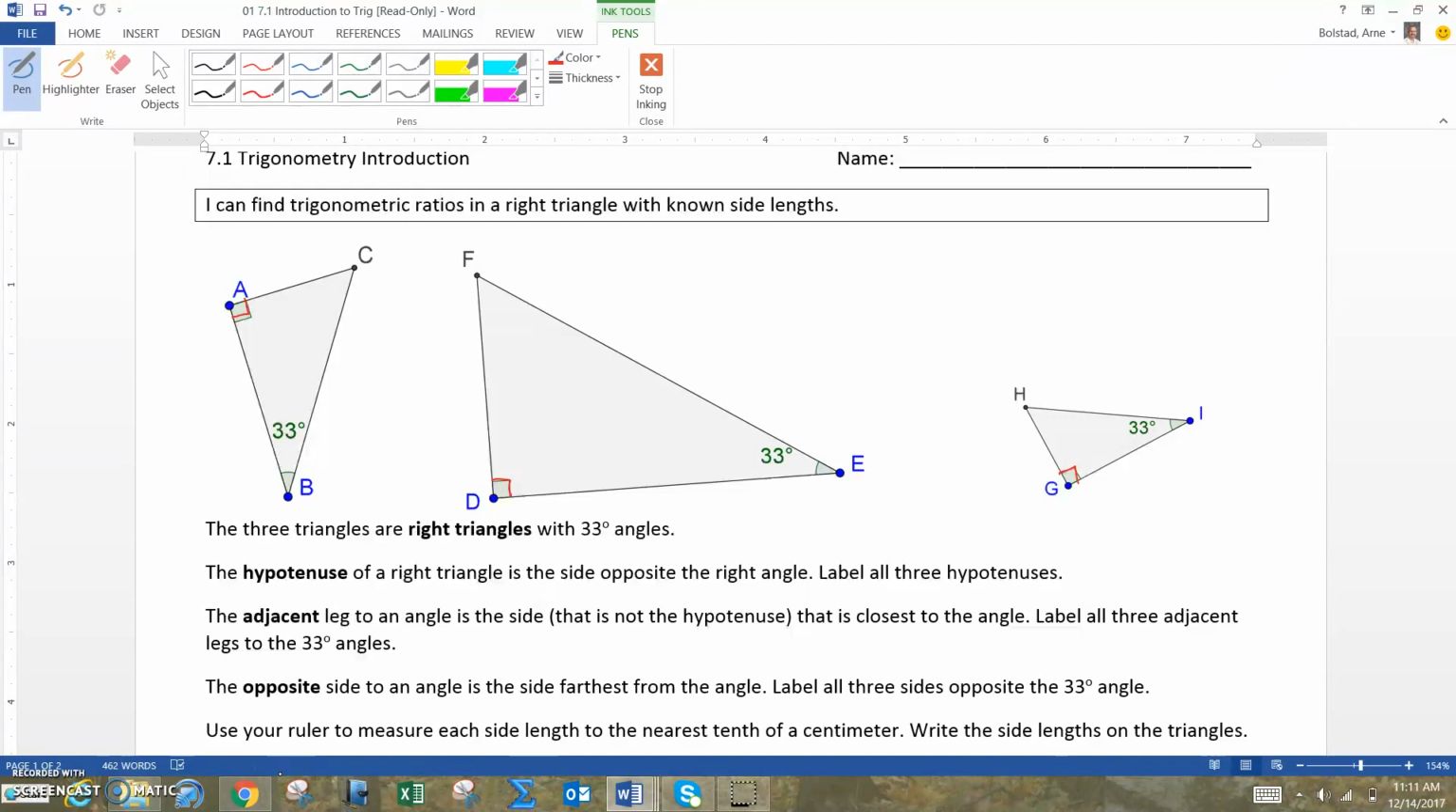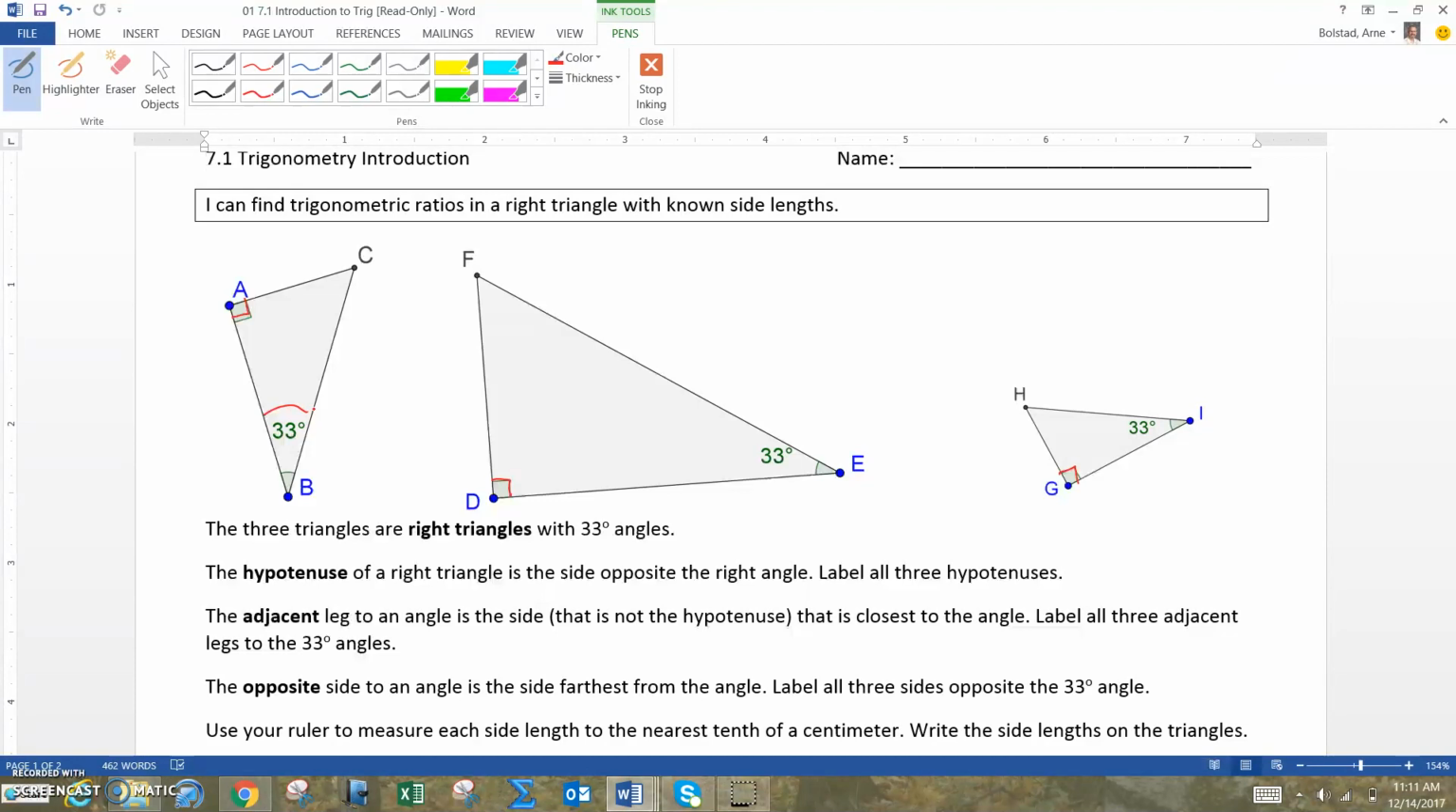What we want to be able to do in those triangles is identify from the perspective of the angle we know, that 33 degrees. We're not going to use the 90. We'll use the acute angle all the time. From that 33 degrees, which sides are the opposite, the adjacent, and the hypotenuse from that specific perspective?